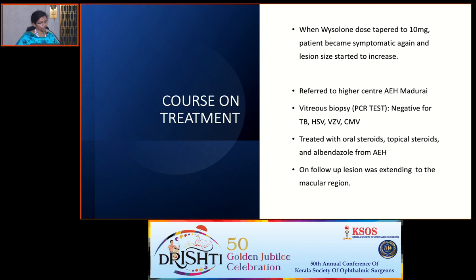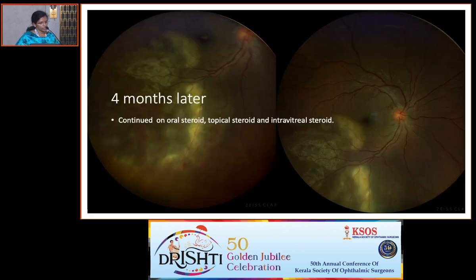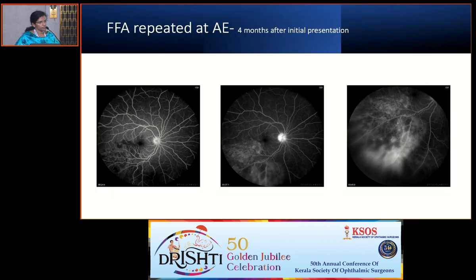The reports came negative for TB, HSV, VZV, and CMV also. And again from there, she was treated with oral steroid, topical steroids, and one more course of albendazole. On follow-up, the lesion was encroaching more towards the macular region with different stages of the lesion. In the periphery, there were healed lesions and a few areas of active lesion which was extending to the macular region. Again, all the blood investigations were repeated there, and also FFA repeated at Aravind, which was showing early hypo and late hyper picture.